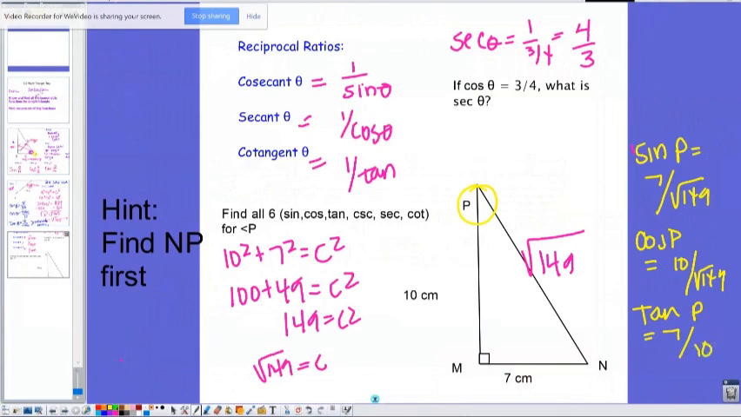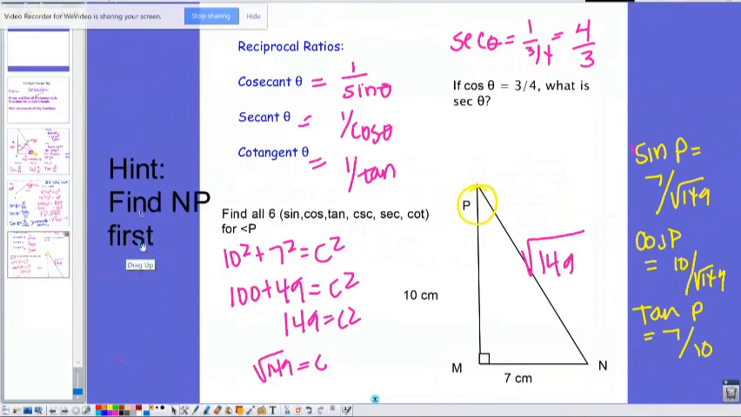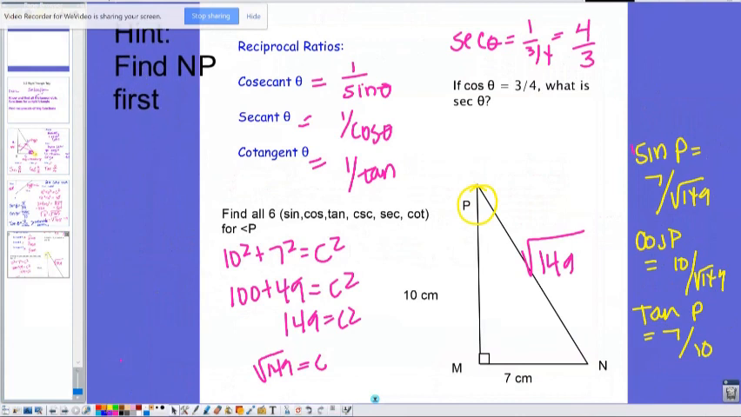Okay, so I found my sine, cosine, and tangent. Now to find the other three, I'm going to move this out of the way actually. Find the other three, you literally just flip them upside down. Okay, so we do cosecant like this. Secant is this. Cotangent is this.